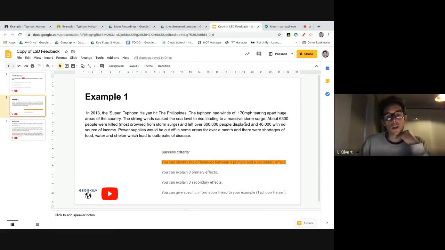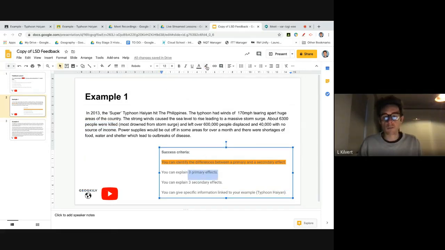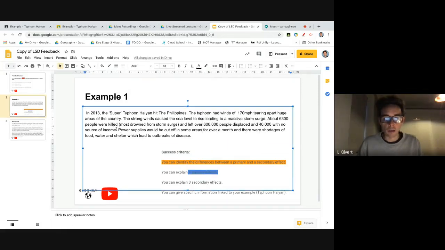Now, if I start looking through here and start picking out some of the effects, we've got an effect that is people were killed. For me, that's a primary effect, and there's one primary effect that's been identified. So I'm just going to change the color of that. Actually, let's change this to primary effects, and let's pop the primary effects in blue. So we've got here, sorry, where were we? Storm surge.